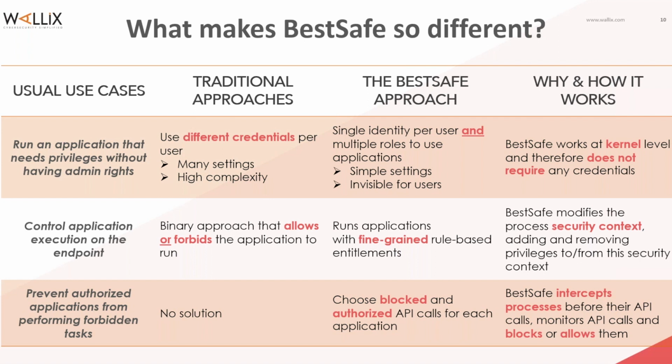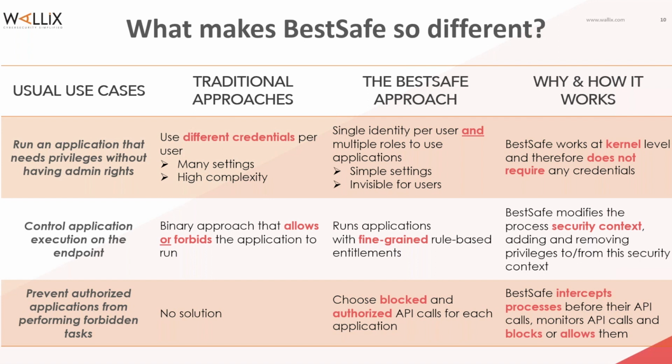BestSafe can be configured to allow the web browser to run normally, except when it calls a Windows encryption API, in which case the browser may run, but the API call is stopped in its tracks. This enables IT to safely allow users to continue using their web browser while keeping endpoints secure from dangerous attacks.